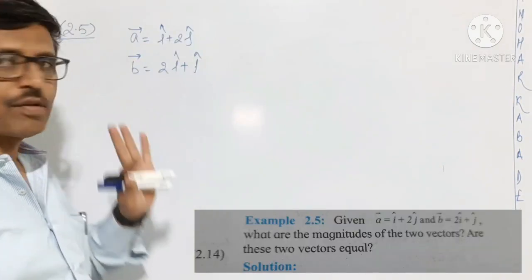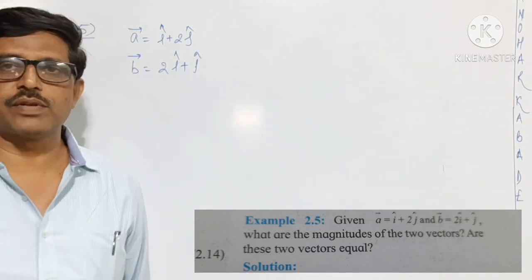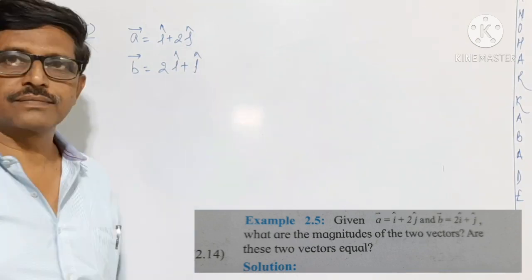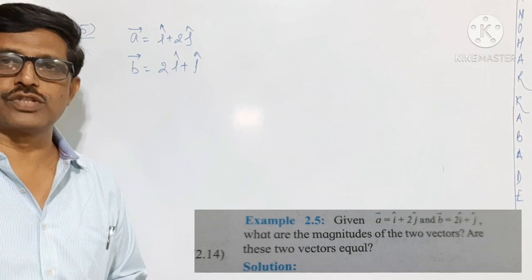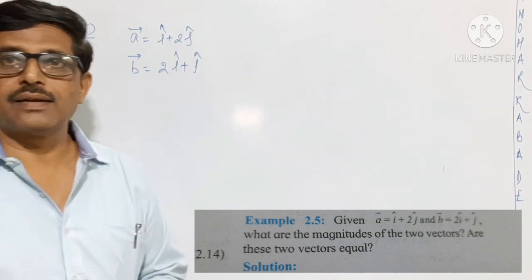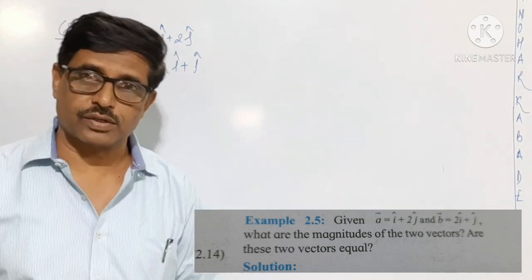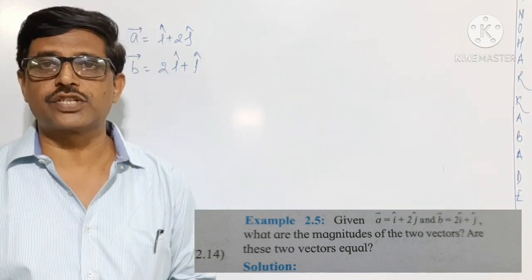आता हा प्रॉब्लेम तसा सोपा आहे बरं का. This is a very simple problem. What is asked in this problem is whether these two vectors are of equal magnitude, this is one thing, and if they are of equal magnitude, whether they are actually equal or not. We will see whether the magnitude of the two vectors is the same or not.